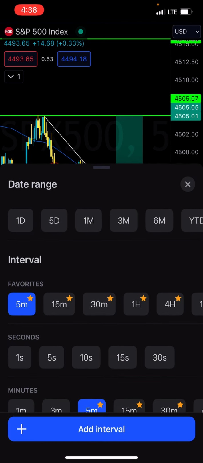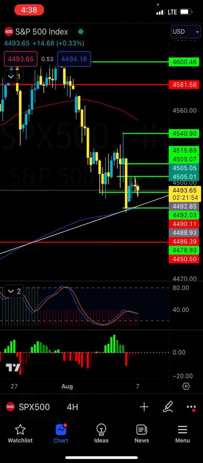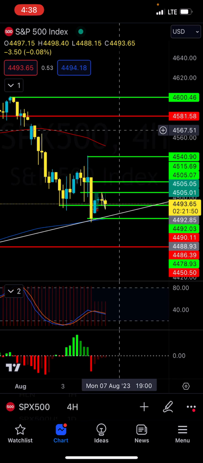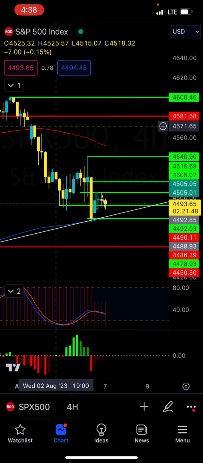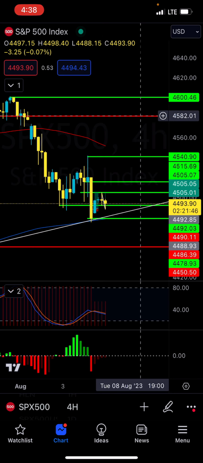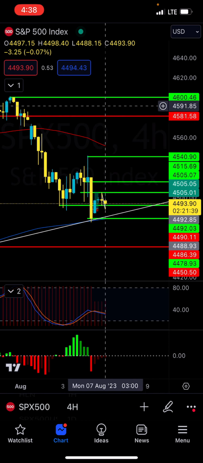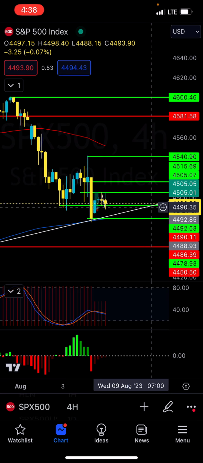But long term, I do think we are probably going back to fill this gap here at 457. Keep in mind, you can probably fill this gap before CPI. I think it's on Thursday. So I think you could fill this gap before CPI, before making a new downtrend and then dumping all over again.